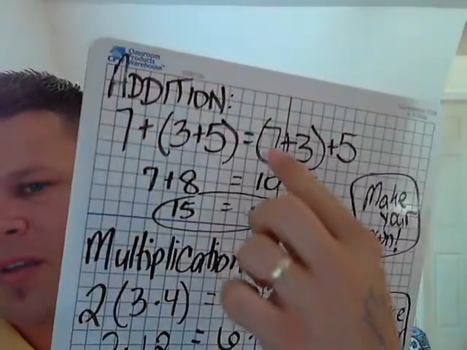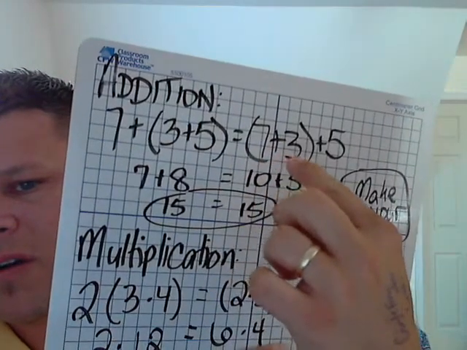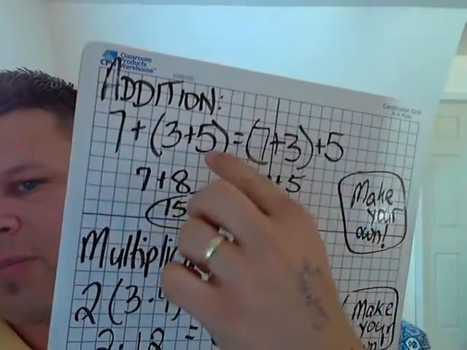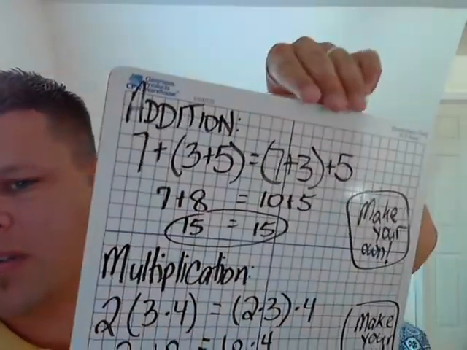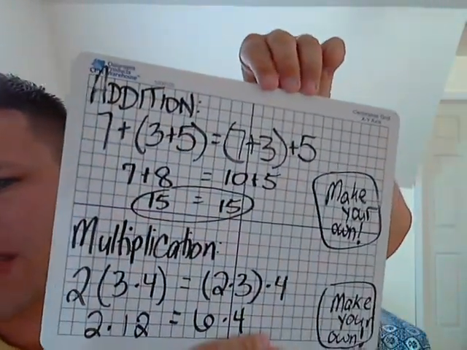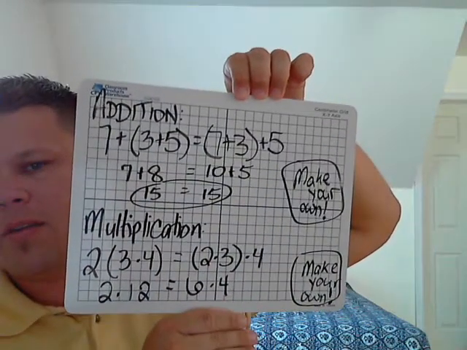I simplified what's in the parentheses first. So we have 7 plus 3 first. And over here we have 3 plus 5 done first. So we have different ways of adding those numbers together. But guess what? We come up with the same sum in that example.